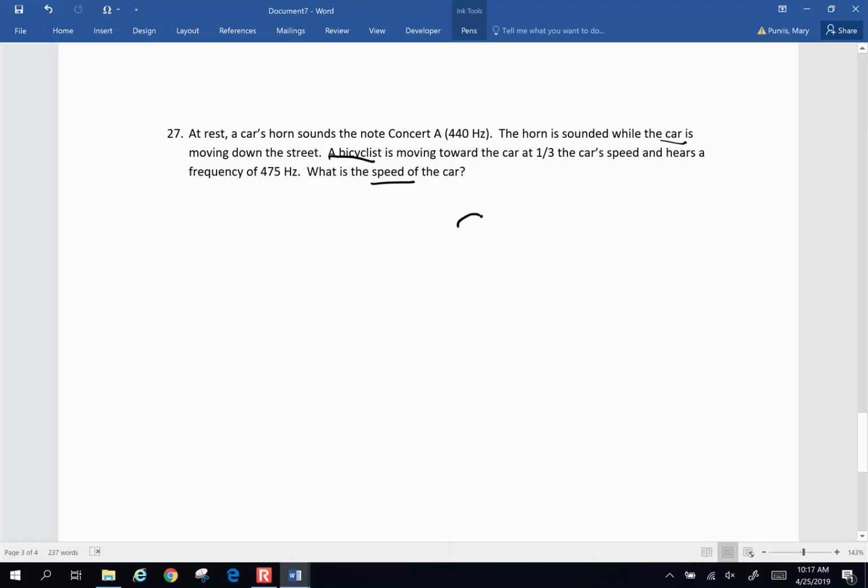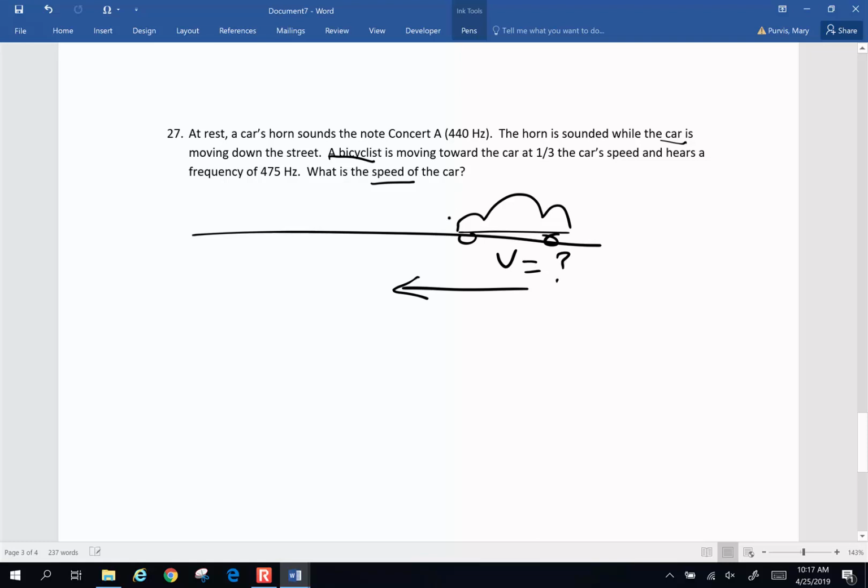So here's what's going on. Here's my source, and my source is traveling down the street at some unknown velocity. We do not know what that velocity is, and its car horn is going out at 440 hertz, concert A. We have a cyclist, here's my little cyclist, bicycling down the road towards the car, and its velocity is 1/3 V.